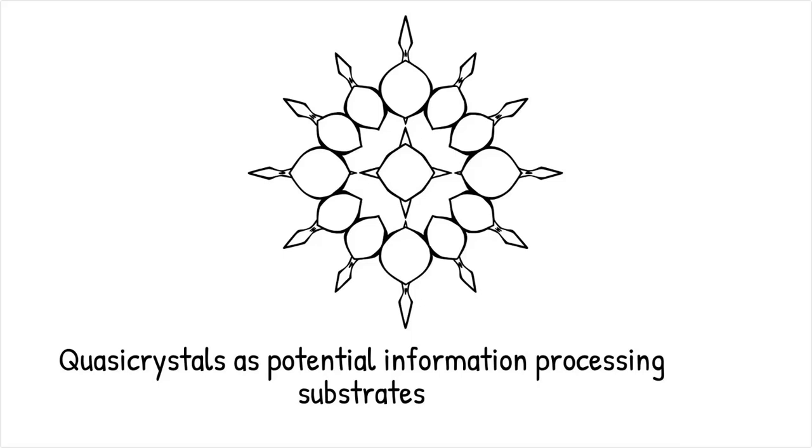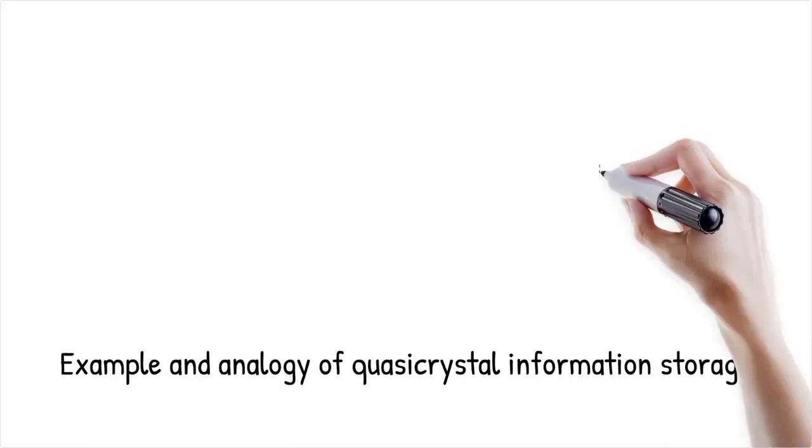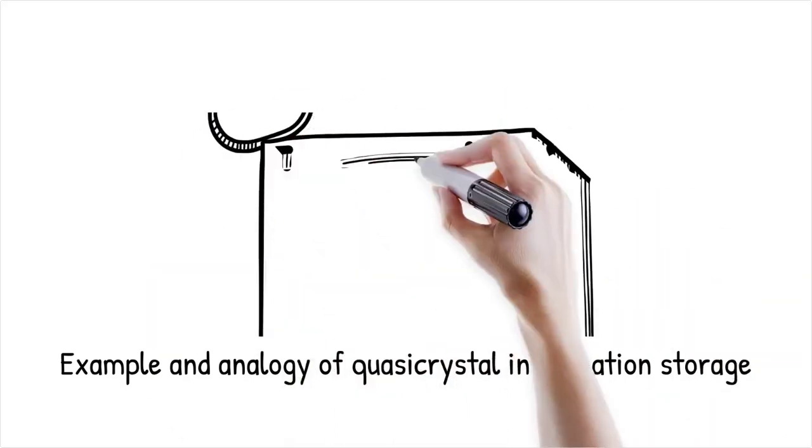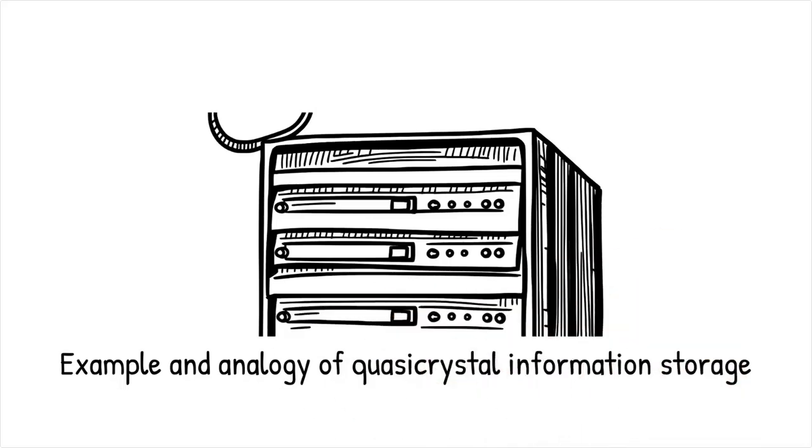Different tiling patches within a decagonal quasicrystal could be mapped to distinct data storage states in nanoscale memory devices. A quasicrystal's pattern is like an infinitely complex mosaic tile floor. Each unique arrangement conveys a specific message without ever repeating exactly.